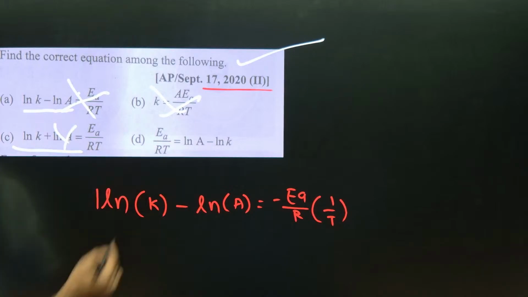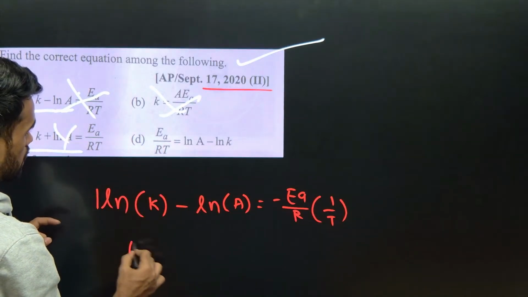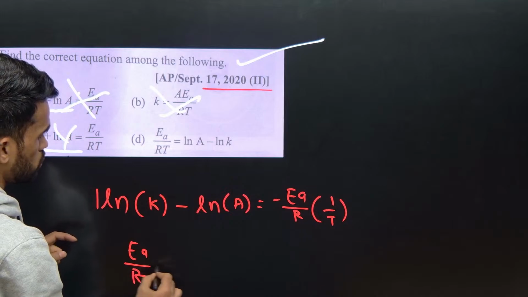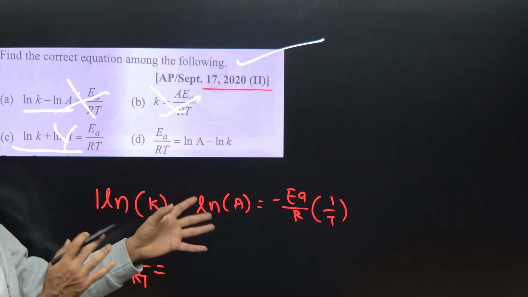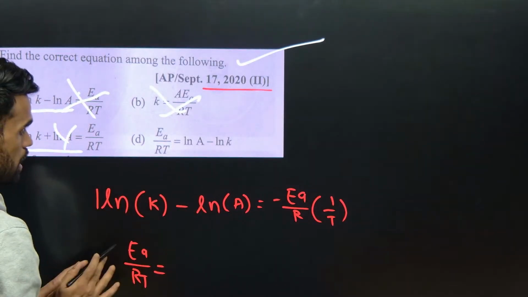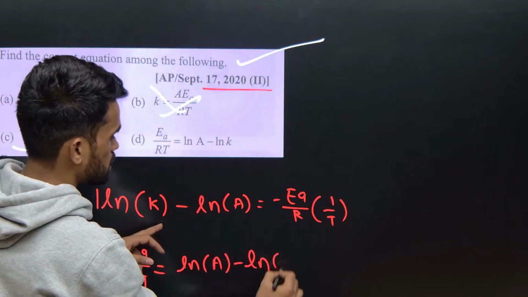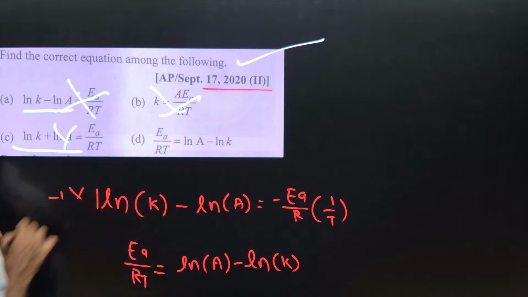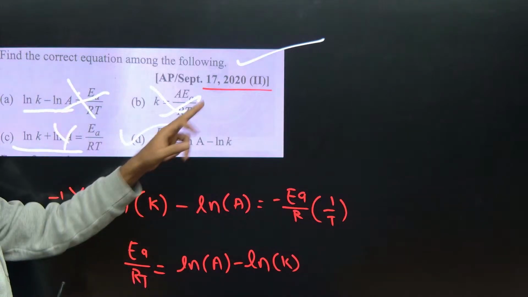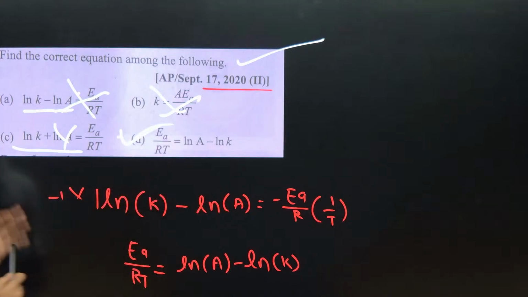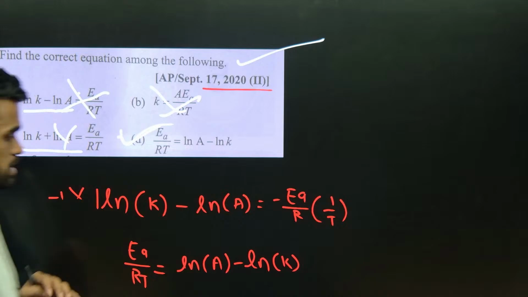Next, this is also wrong. Just consider these ones. What they are saying is EA by RT is equal to... they just multiplied both sides with a negative. Then we get EA by RT equal to ln of A minus ln of K, that's it. Just multiply this equation with minus 1 and they get this option. So option D is the perfect equation from the 4 options. So this is clear, right?